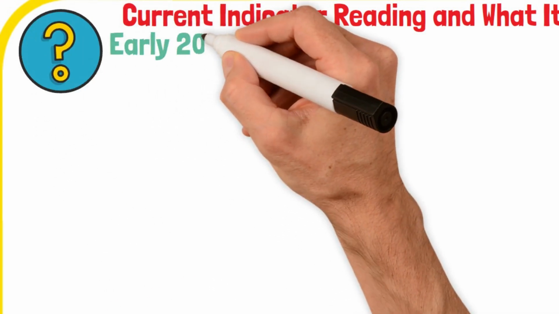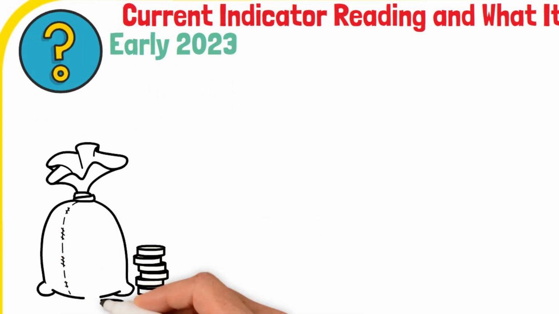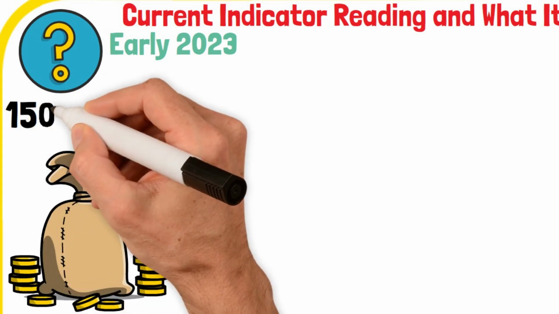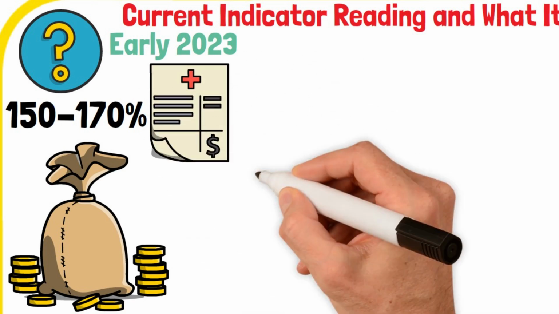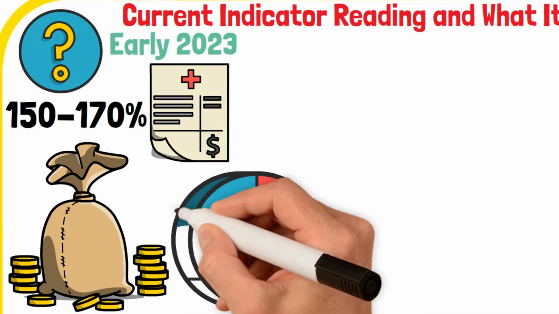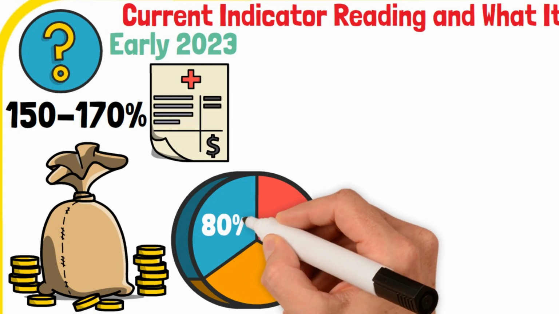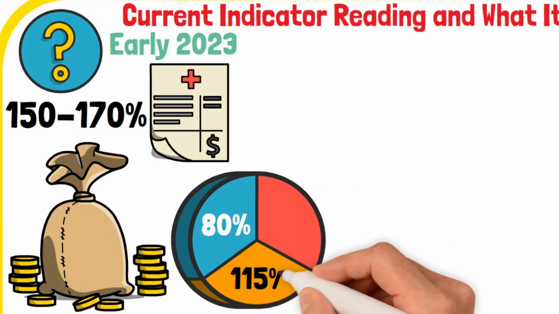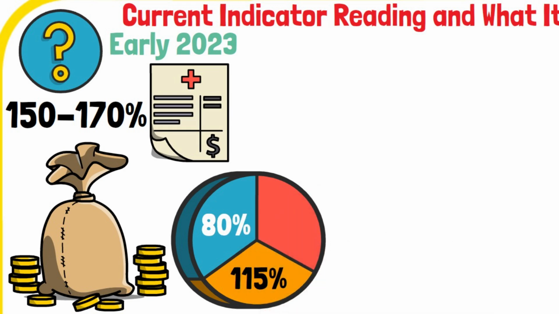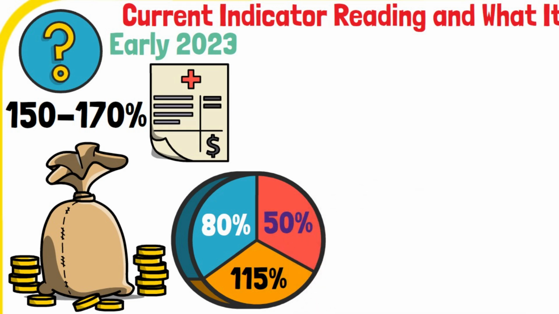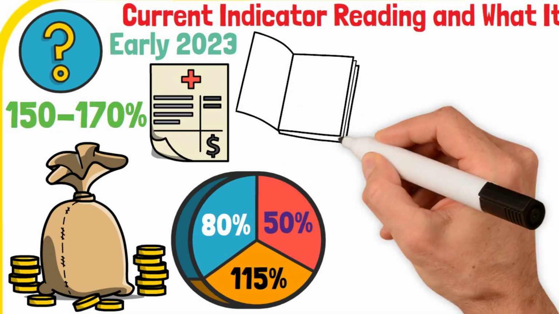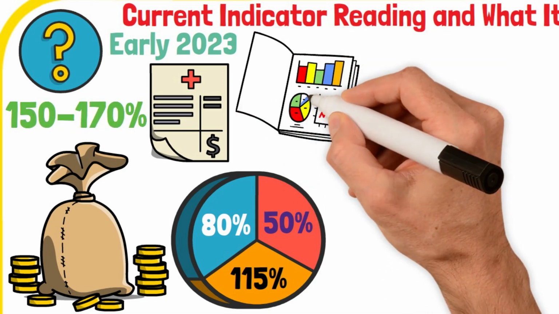Market capitalization to GDP ratio stood at approximately 150 to 170%. Precise numbers vary based on calculation methods. Historically, the ratio has averaged around 80%, with readings above 115% suggesting overvaluation and readings below 50% suggesting undervaluation. At 150 to 170%, we're well into overvalued territory, similar to levels seen before previous major market corrections.